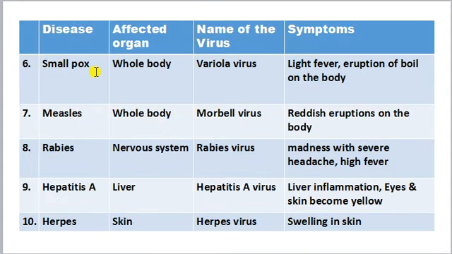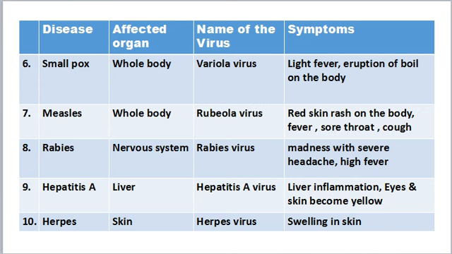Now 6 is smallpox. Smallpox is a contagious disease that is caused by the variola virus, and it affects your whole body, and there is a formation of blister-like eruptions, that means boils on the body, and it causes light fever. And this disease was actually eradicated worldwide by 1980. So this is no more now. So smallpox is actually caused by the variola major or variola minor virus.